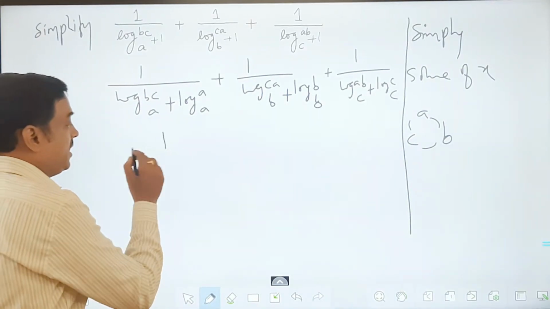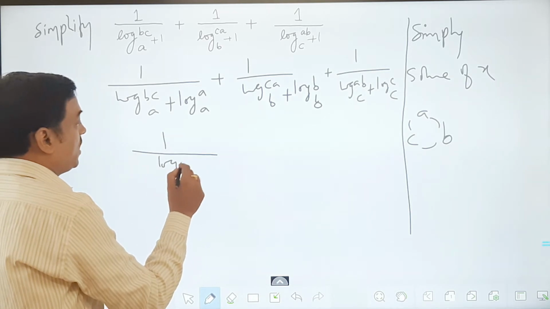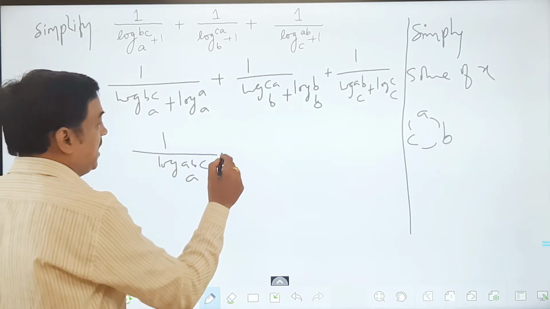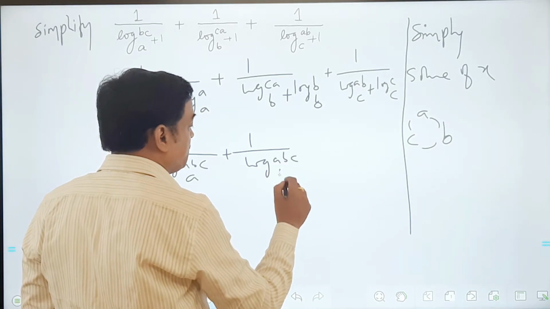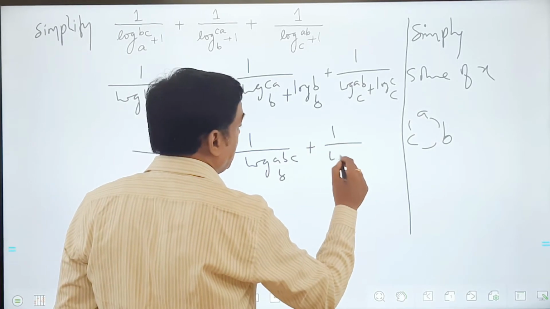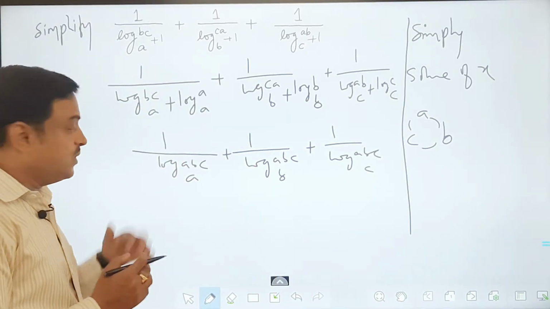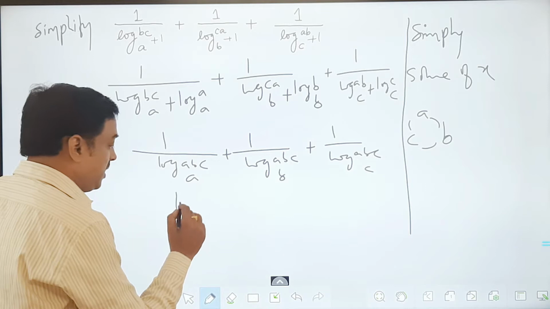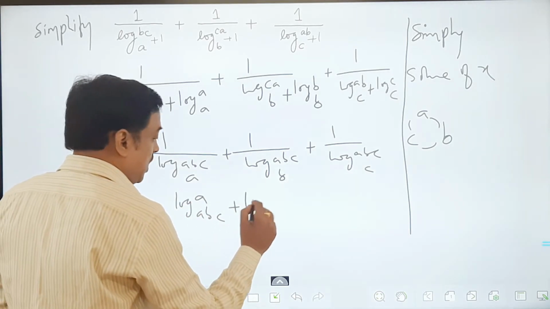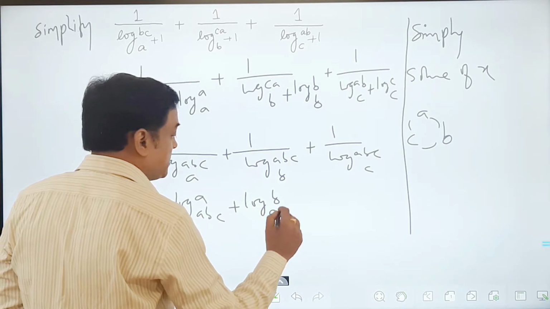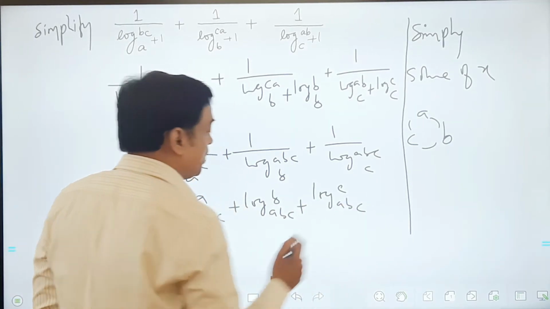So all these things are given to us. Now, if you see, in the first term both the bases are the same. I can write this as 1 by log ABC base A plus 1 by log ABC base B plus 1 by log ABC base C. Now when you take the reciprocals, this will be log A base ABC plus log B base ABC plus log C base ABC is what you get.